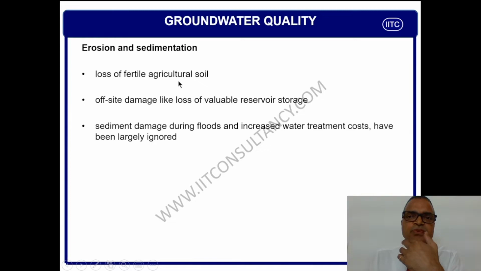We are doing deforestation, we are doing urbanization, we are doing industrialization. Ultimately, who will pay the cost? We will pay the cost.